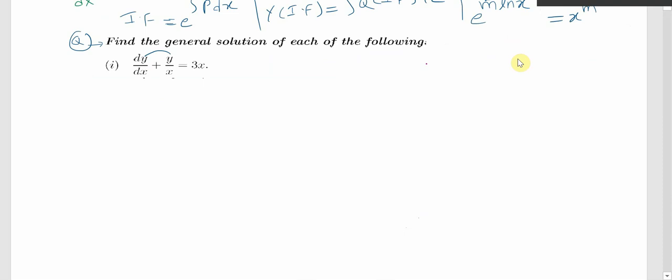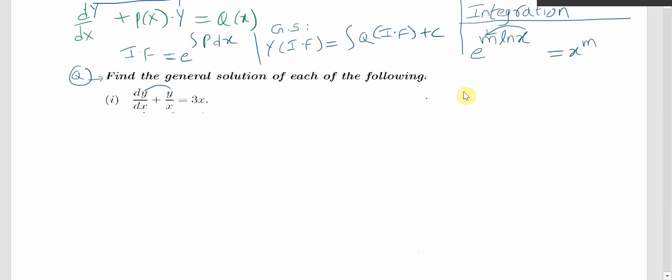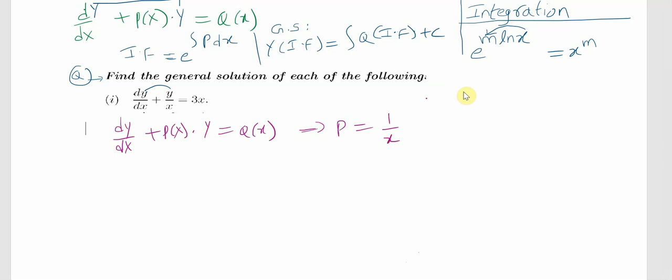So this is in standard form. I am starting to solve this differential equation. First I will compare with the standard form. The standard form, let me write once: dy/dx + p(x) y = q(x). So p of x is the coefficient of y. So p here is 1 over x, and q, the function of x on the right hand side, is clearly 3x. So first I need to find the integrating factor with this rule.